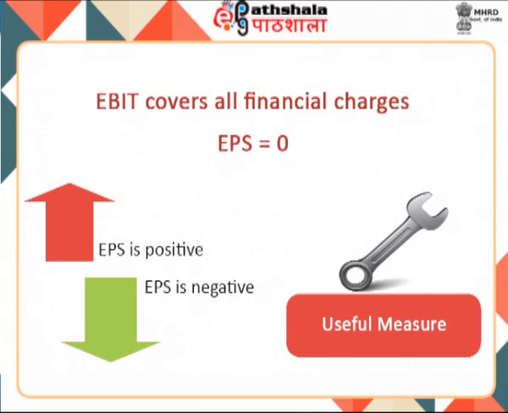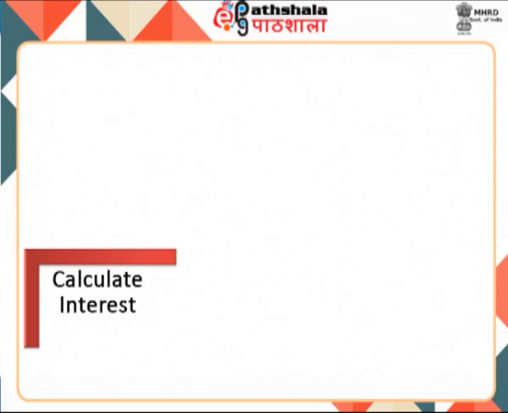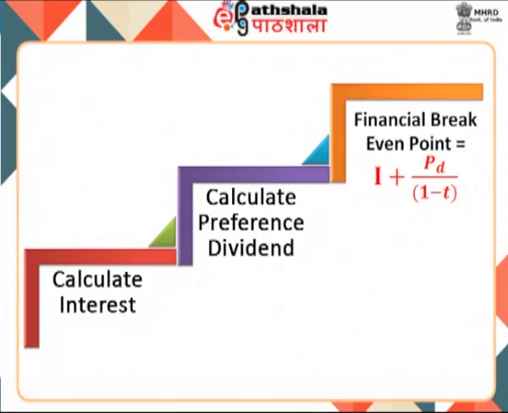Let us see how financial break-even point is calculated with the help of an example. The stepwise solution of the problem to calculate financial break-even point has three steps. These steps are: Step 1. Calculate interest. Step 2. Calculate preference dividend. Step 3. Calculate financial break-even point by using the formula as shown here, where I is equal to interest, PD is the preference share dividend, and T is the tax rate.